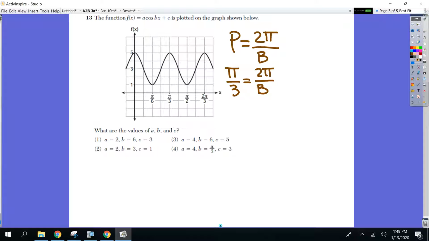We're solving for B. How do we solve for B? Can we cross multiply? Okay, try it out. Cross multiply, solve for B.